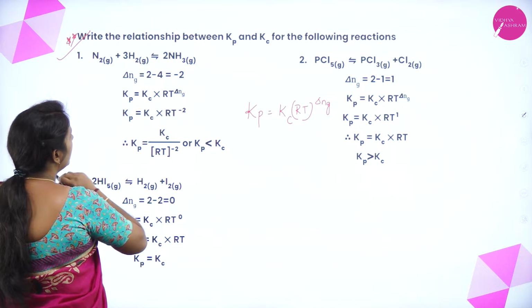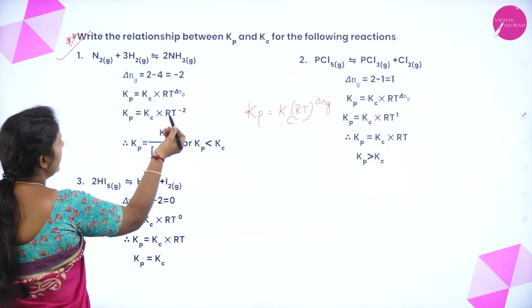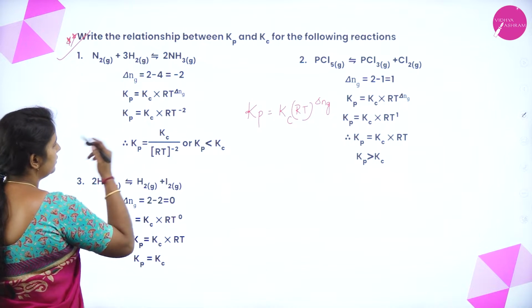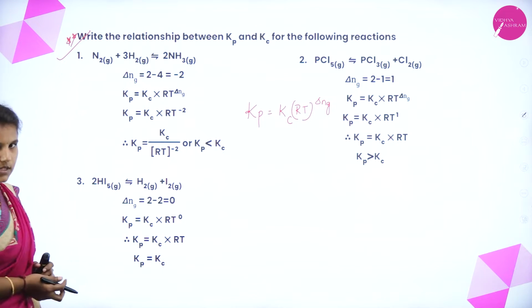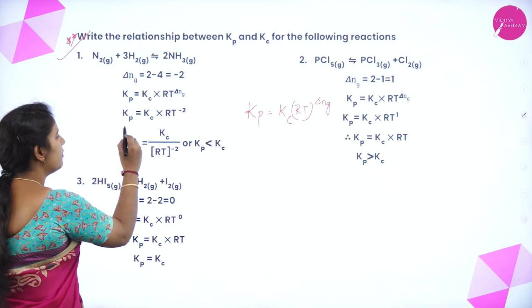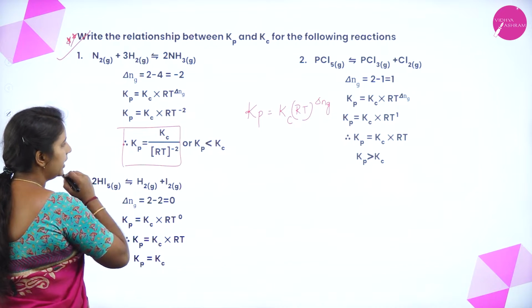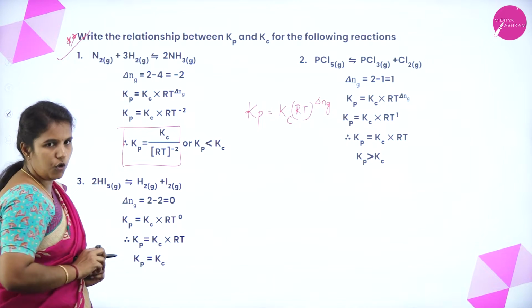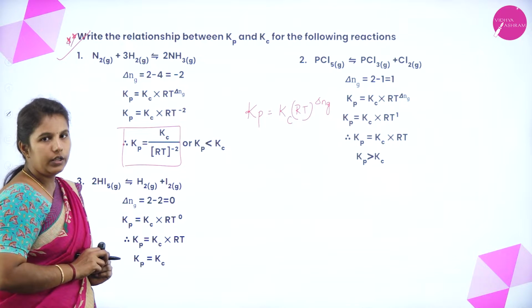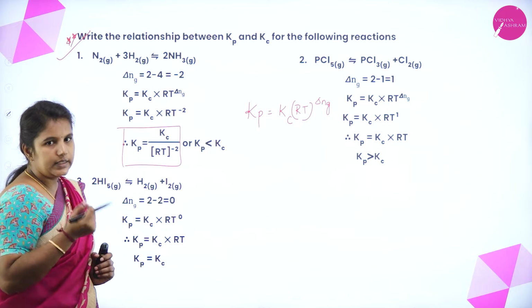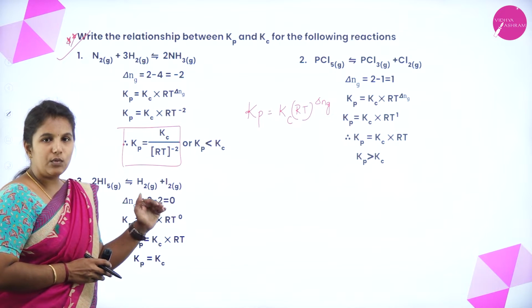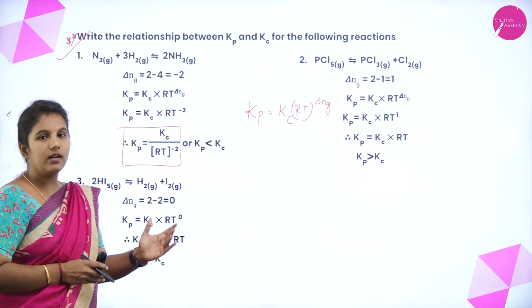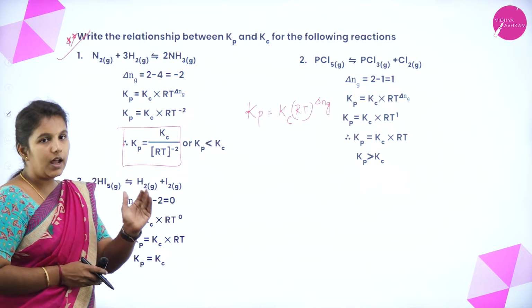So Kp is equal to Kc divided by RT to the power of minus 2. I am rewriting this equation also like this. Now, from the above equation, it is clear that Kp is smaller than Kc, or you can say that Kc is greater than Kp. This is how, for the given reaction, we can rewrite the relationship between Kp and Kc.